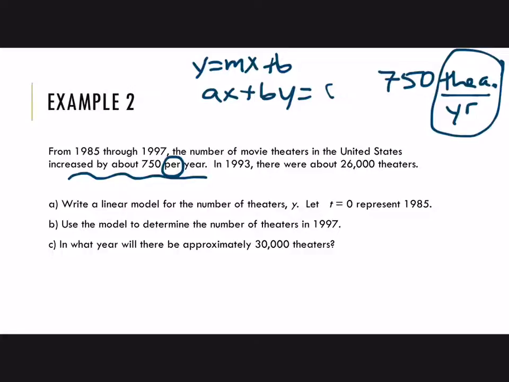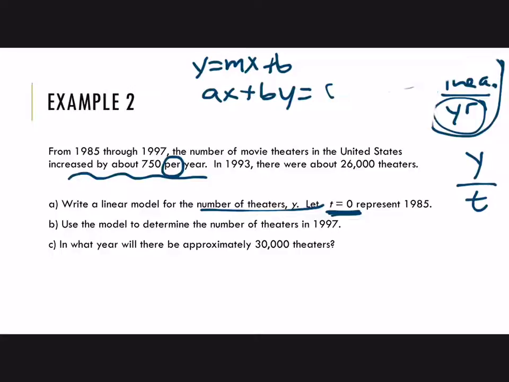Okay, so this is a rate that's describing theaters per year, which just happen to be our variables. The number of theaters is y, we're told that. Okay, and then we're letting t represent time in years. So we've got a rate of change between y and t, the theaters and the year. All right, so that's a rate, so that can be the slope.